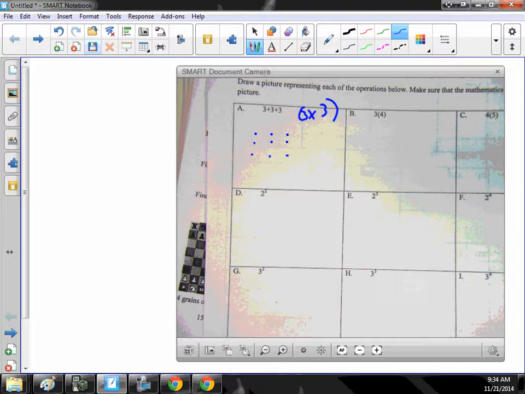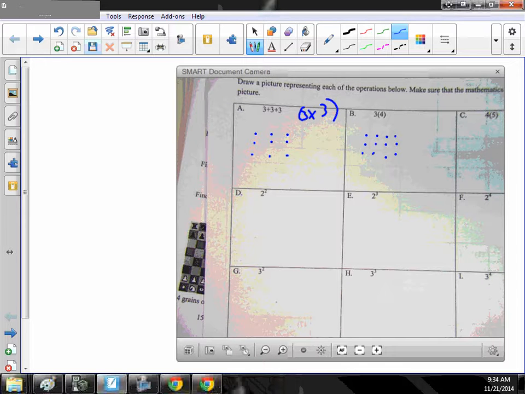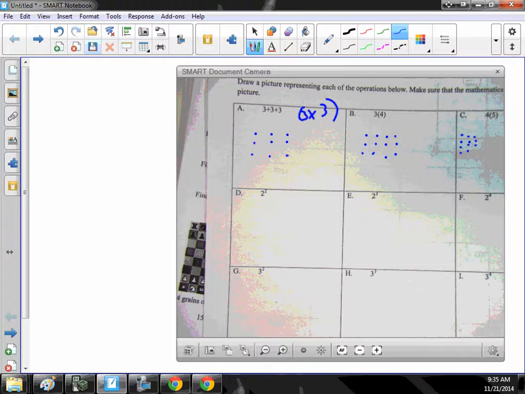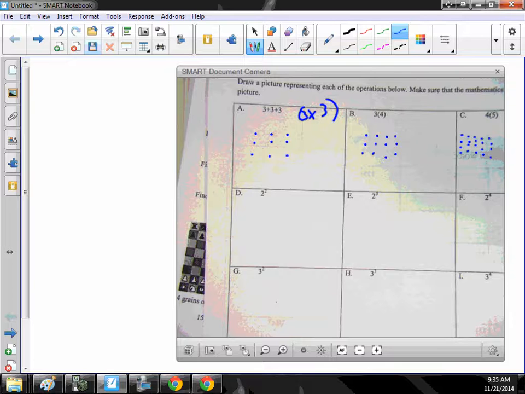Okay? If I wanted to do 3 times 4, what would that look like? Well, I could have 3 rows of 4 dots, and at the same time I actually have 4 rows of 3 dots. Right? Okay, if I move over here, 4 times 5, 4 rows of 5 dots or 5 rows of 4 dots.